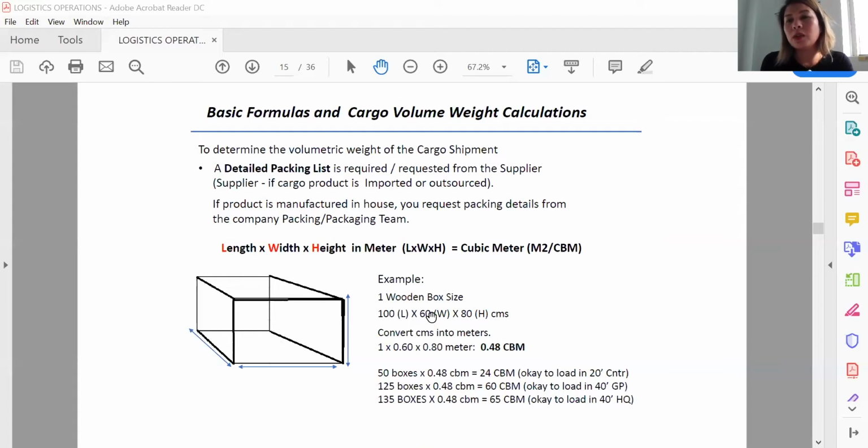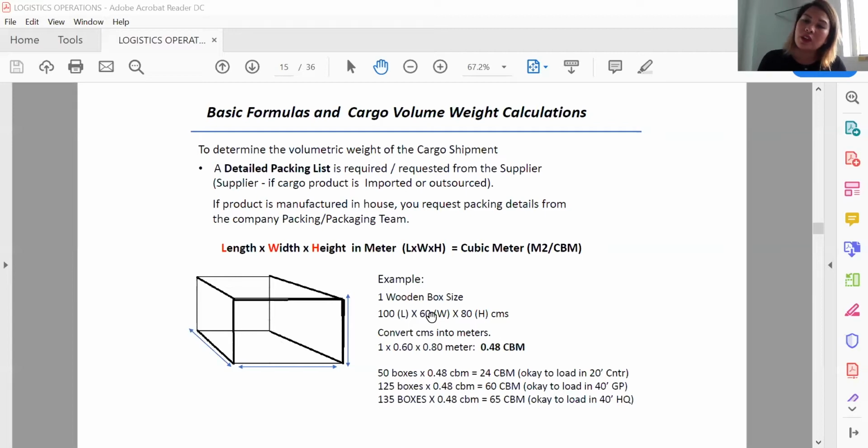Because the 1 CBM ratio is 167 as per the airline. So 3 CBM multiplied by 167, the sum is 501 kilos. So that is the volumetric weight, 501 kilos. But then if the gross weight is 1,000 kilos, the airline and your logistics partner will charge you as per 1,000. So bear that in mind.